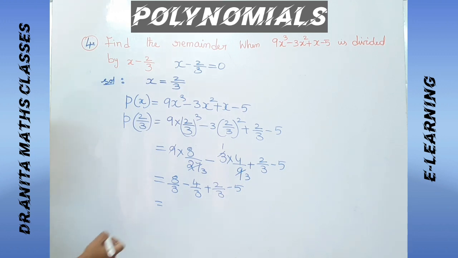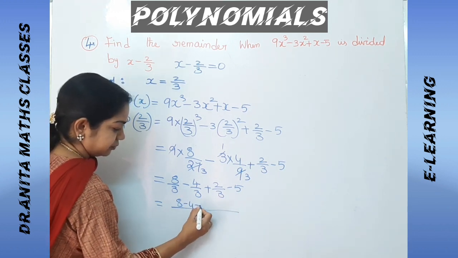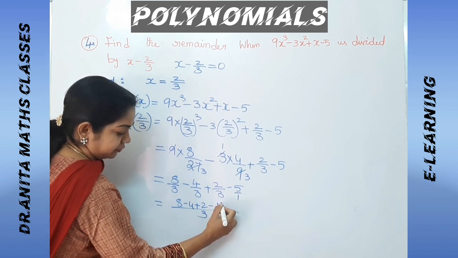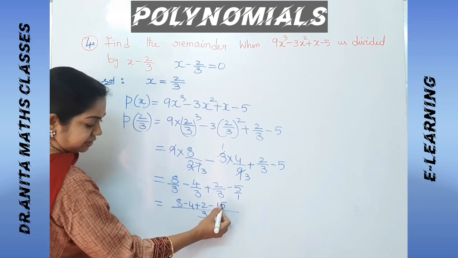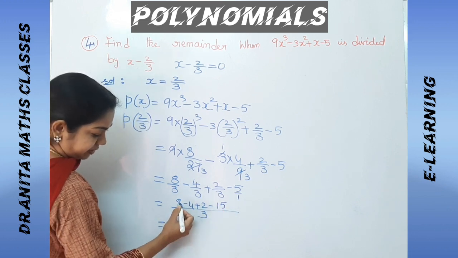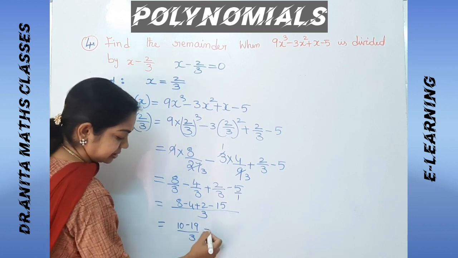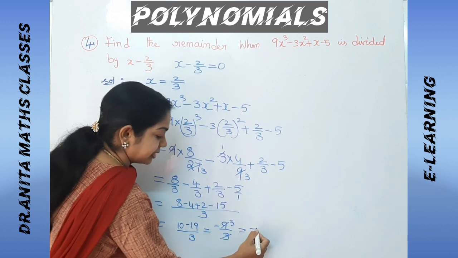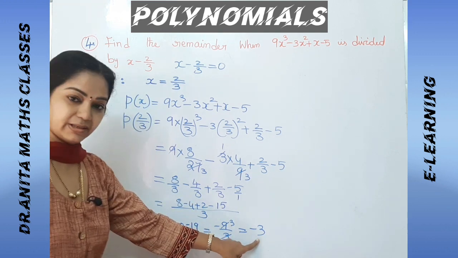So all are over 3, we can take the LCM 3. So 8 minus 4 plus 2 minus 15. Here 5 times 3 is 15. So 8 minus 4 plus 2 is 6, minus 15, that is minus 9. Minus 9 upon 3, if you cancel it off, we get minus 3. So here the remainder is minus 3.